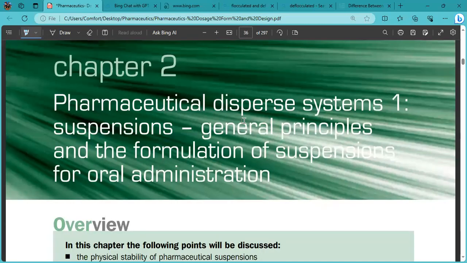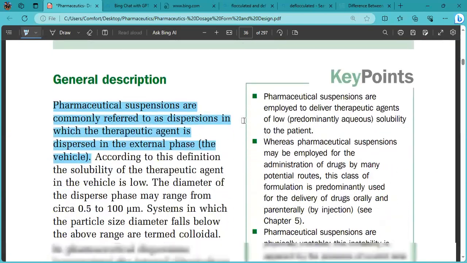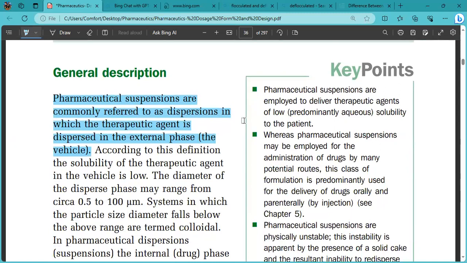So now I'm going to take you through the common ones. You can probably piece together what goes on for syrups, but then there are some specific liquid dosage forms, such as suspensions, that are called dispersed systems, and they have a few different properties from their counterparts. So pharmaceutical suspensions can also be referred to as dispersed systems. The reason they're called dispersed systems is because the therapeutic agent is dispersed in an external phase, which is the vehicle. And as I mentioned before, it's mostly water.